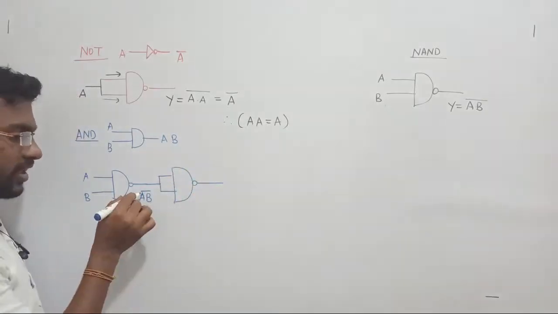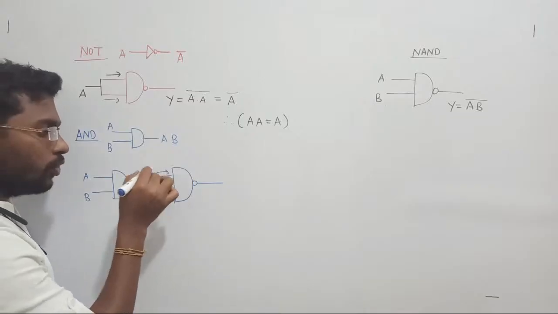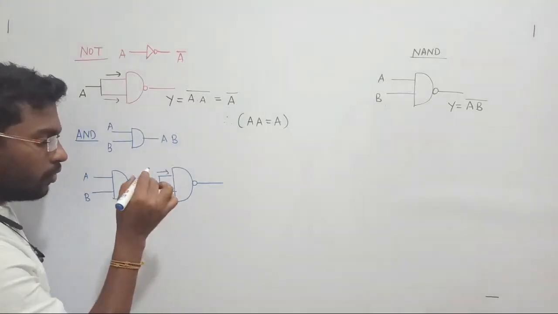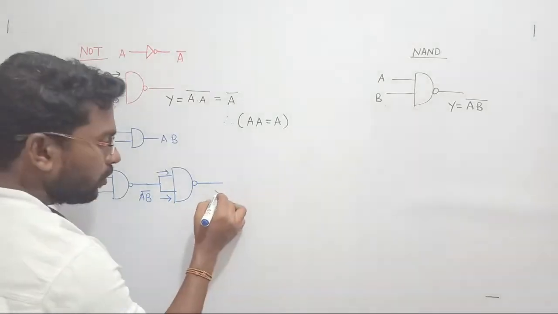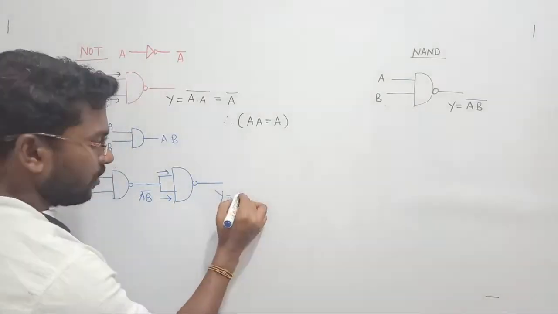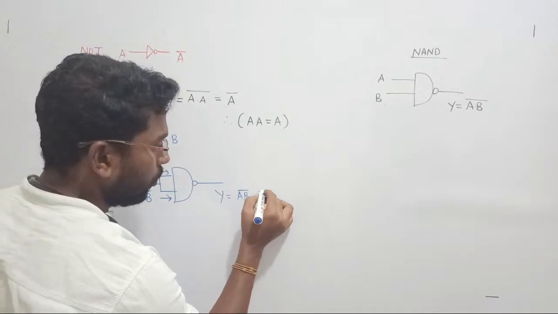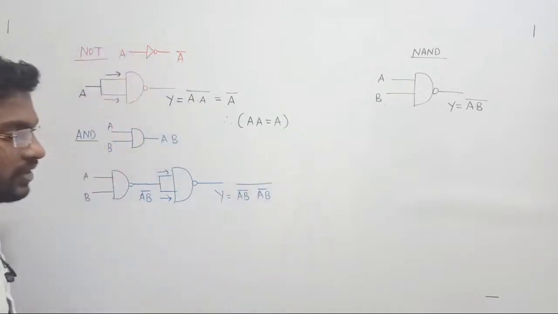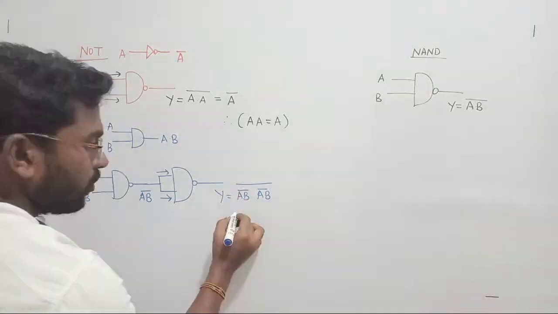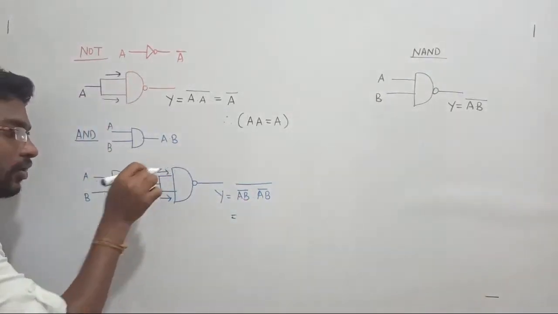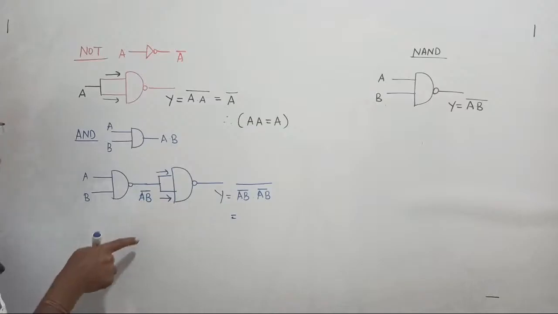Now what will happen? See there, this A dot B whole bar goes here, and this A dot B whole bar goes here also. Correct? Such that the output will become AB whole bar dot AB whole bar. Is there any mistake in my calculation? No. Here we get A dot B whole bar, and here also we are getting A dot B whole bar.